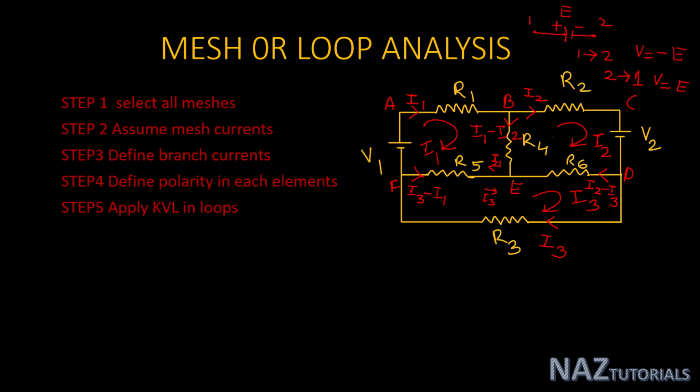Step 4: we define the polarity in each circuit element. Now come to R1. Current always flows from higher potential to lower potential. So this is plus, this is minus. For R2, this is plus, this is minus. For R3, this is plus, this is minus. For R4, this is plus, this is minus. For R5, this is plus, this is minus. For R6, this is plus, this is minus.